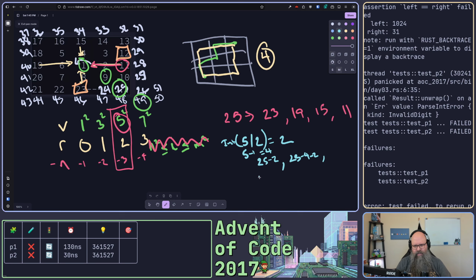And then it's 25 minus 8 minus 2. Yep, that's right. And then 25 minus 12 minus 2. Okay. So we do have a formula for that. So what are the steps? We want to figure out which radius we're on. So we're going to go as long as we're less than or equal to, counting by 2s.